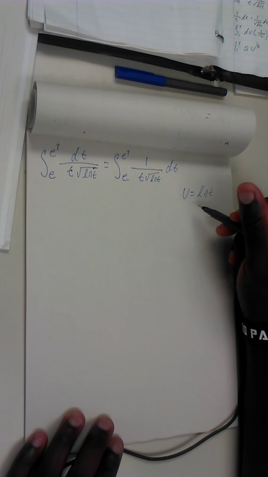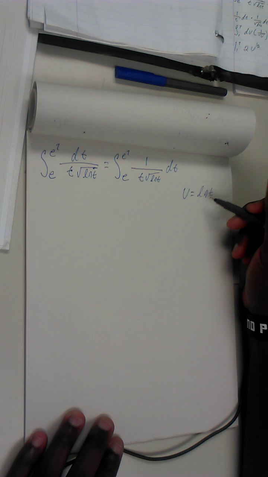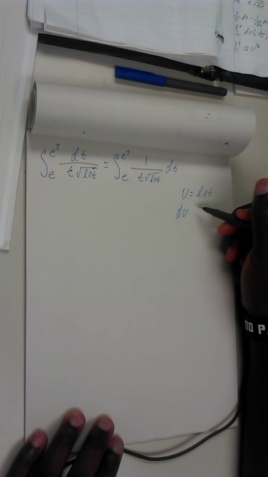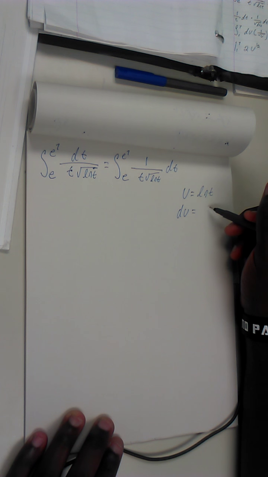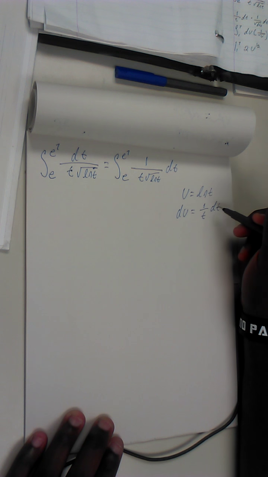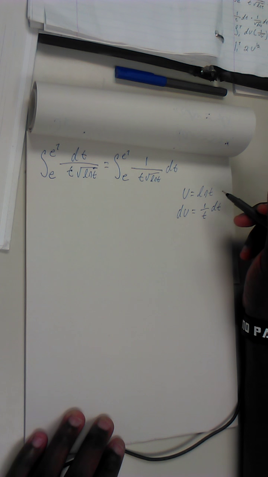Because the derivative of ln t is equal to 1 over t, 1 over t dt. All right. So as you can see, 1 over t dt is accounted for, and our 1 over ln t is accounted for.